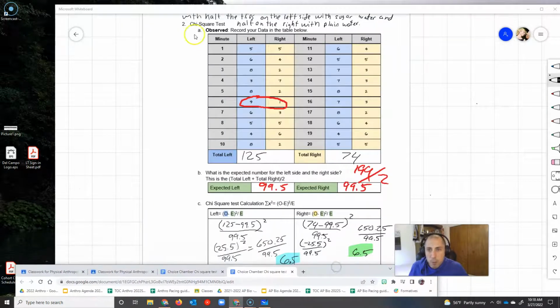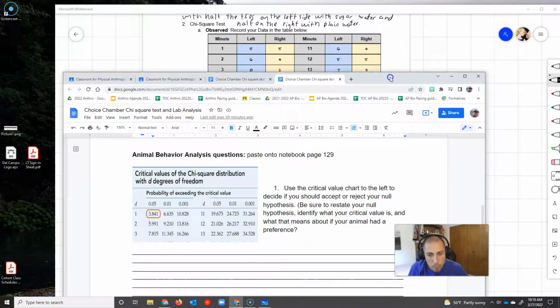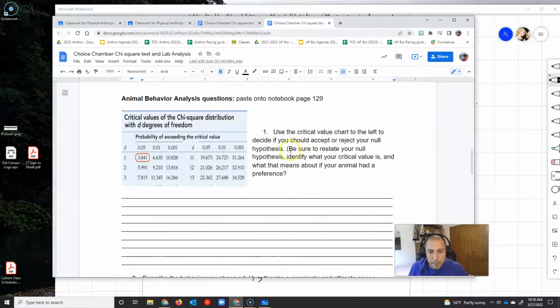And so we said on the left side there was sugar water. So they were definitely preferring the side with sugar water over the side with just plain regular water. When you're answering this, be sure to identify your critical value. In this case, it was 13. What does that mean about whether your animal had a choice? Again, I said it definitely preferred that sugar water. Then you go on to the next question.